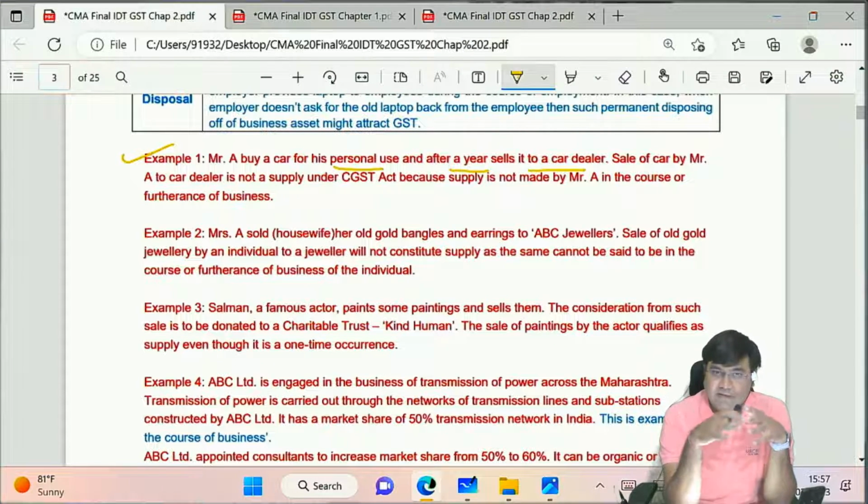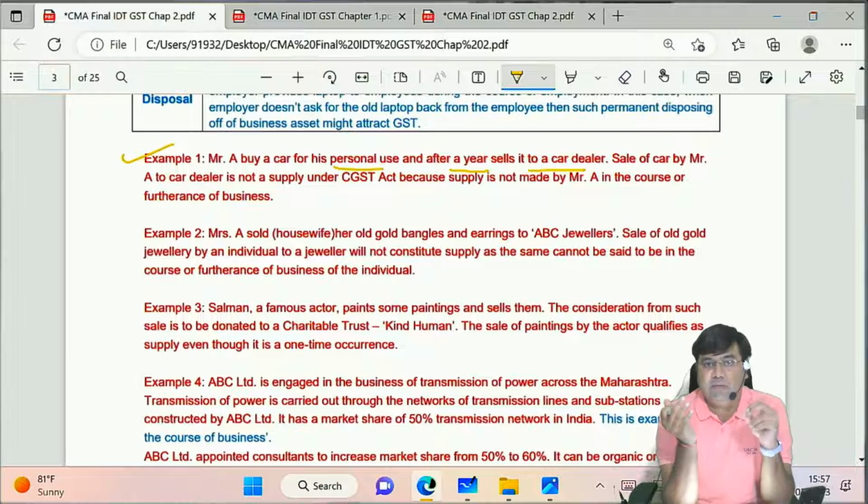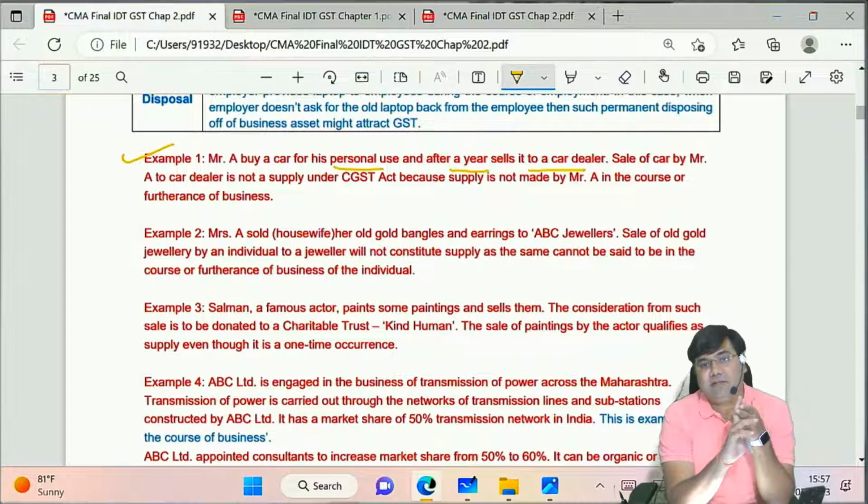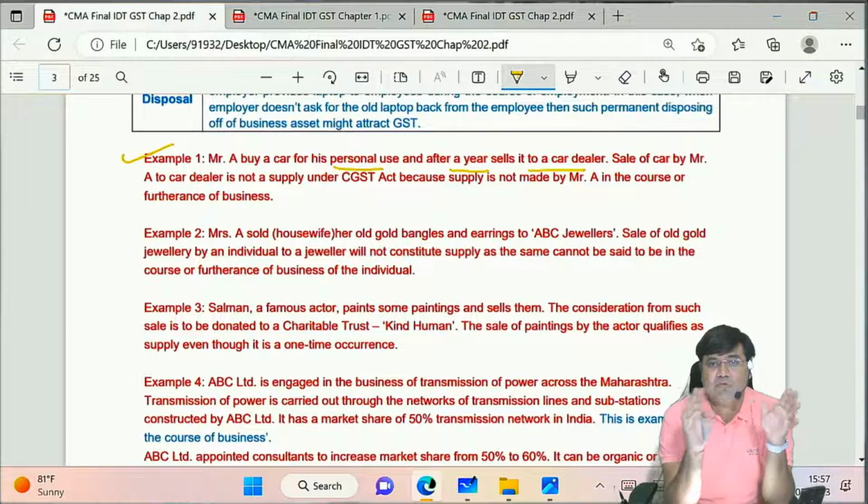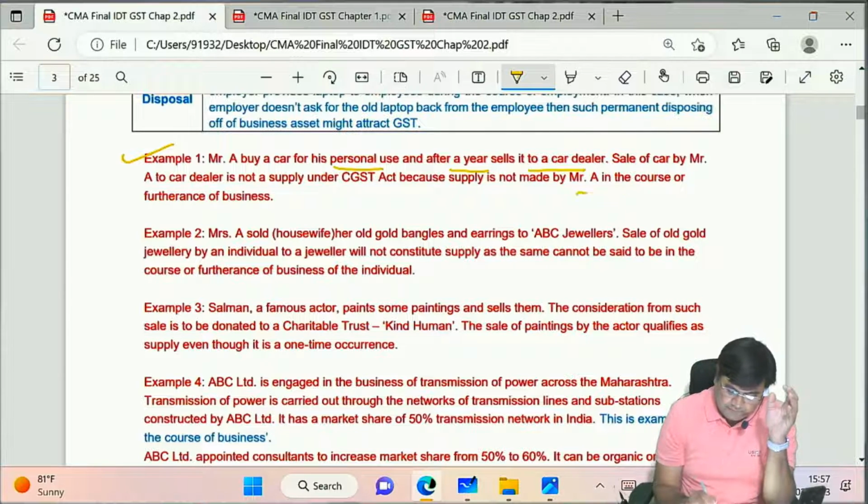Mr. A is anyway a person. Now two conditions we are going to see. Whether there is consideration: of course Mr. A is selling for consideration. Whether this is Mr. A's business: the answer is no. Mr. A bought this car for personal use and after using it for one year, Mr. A is selling. So this is not Mr. A's business. So both the conditions are not satisfied. If both the conditions are not satisfied, then it is not a supply, not subject to GST.